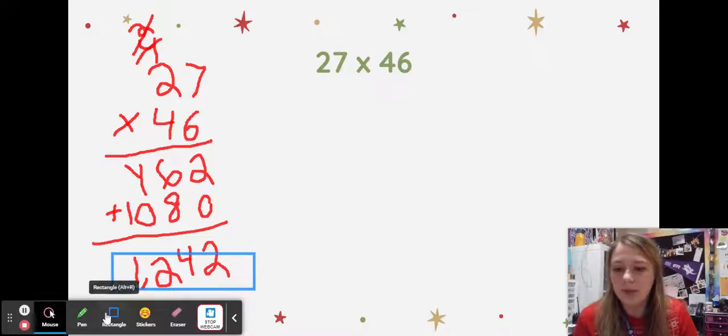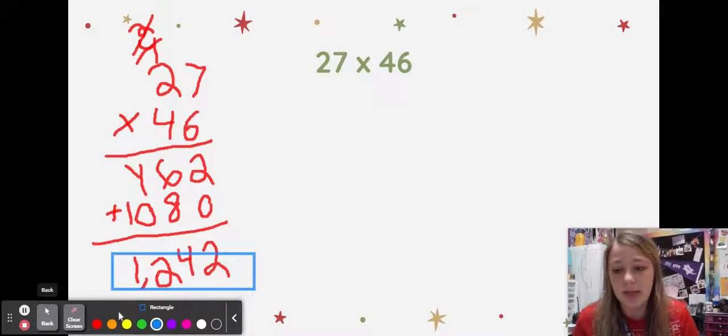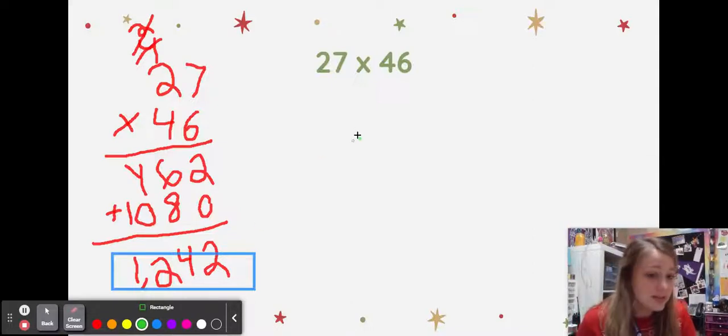Okay, now we are going to double check ourselves using the area model. Now, when you're working, I don't mind if you want to double check yourself using the standard algorithm again, but you need to double check yourself somehow. We're going to practice the area model right now, okay?